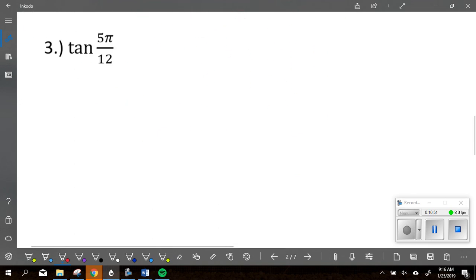Okay. Let's look at the last one here. Tangent of 5 pi over 12. This one's a little uglier, and there's a little bit of a key to this. 5 pi over 12. Let's put that in degrees first because I don't like it. Which quadrant is 5 pi over 12 going to be? First quadrant.